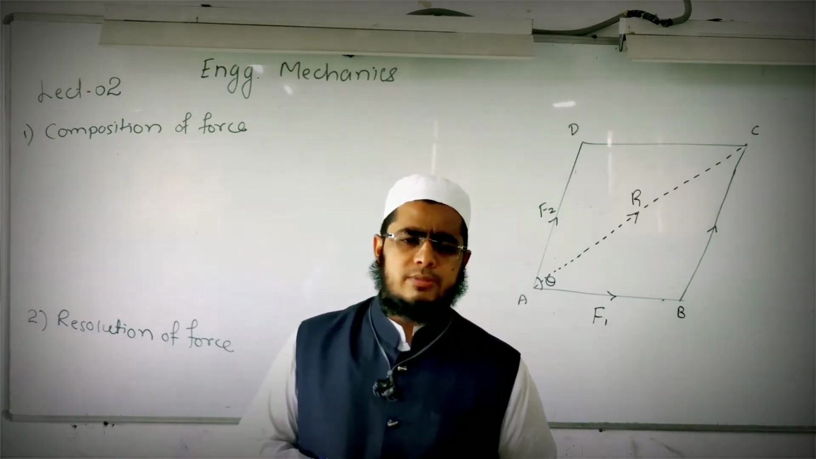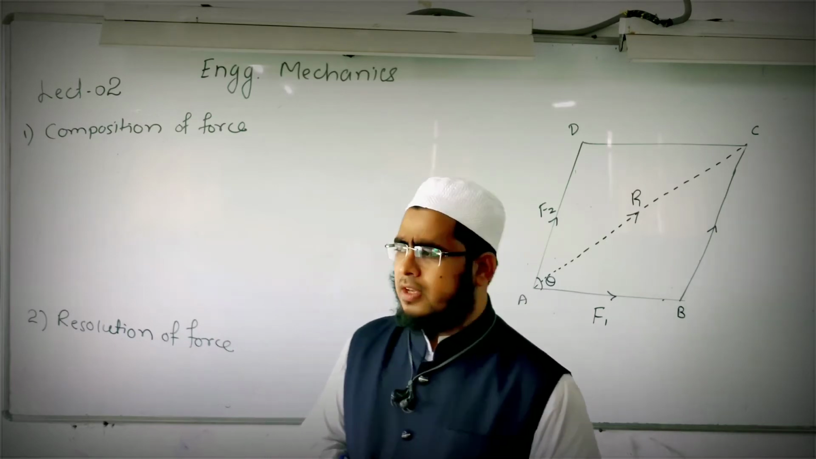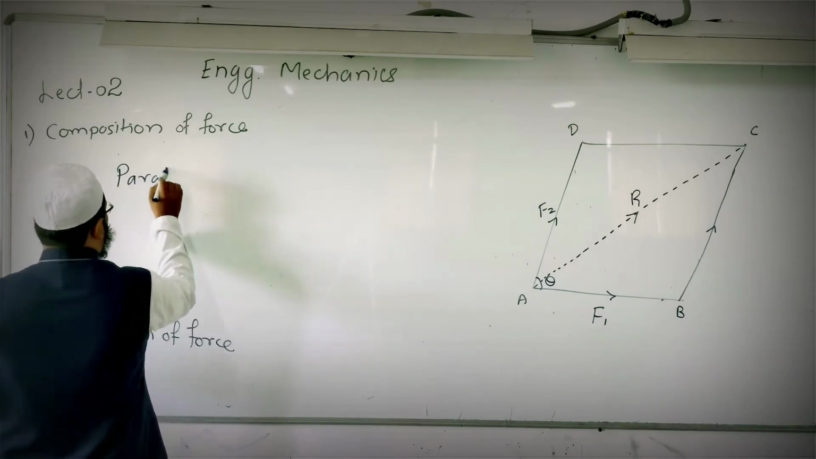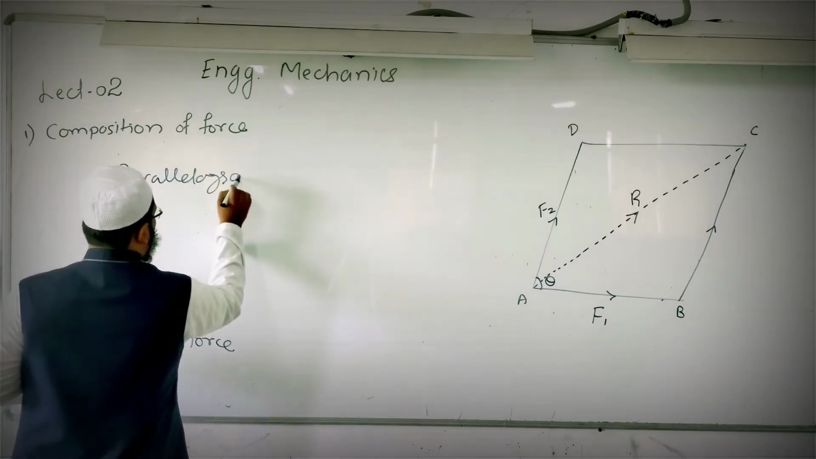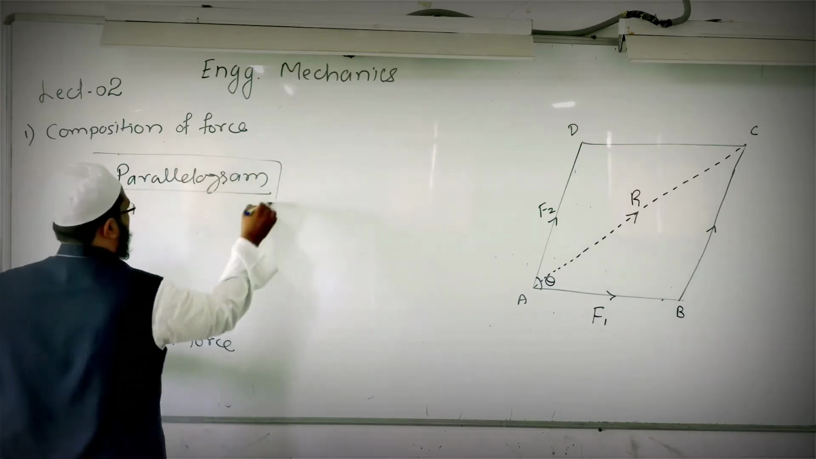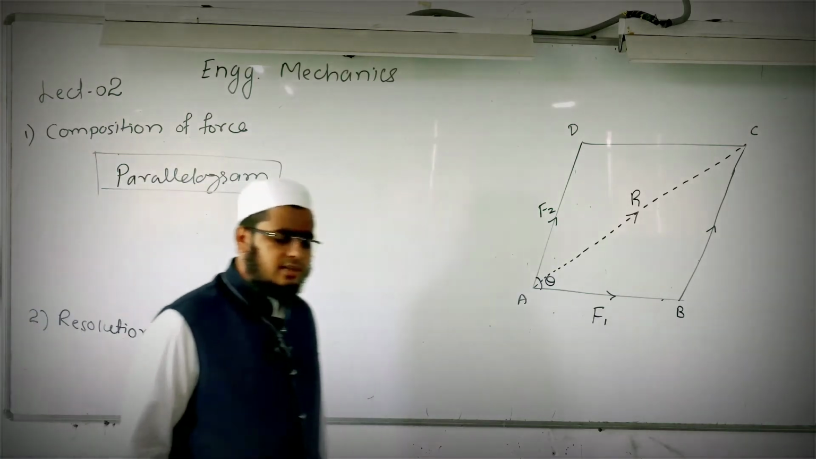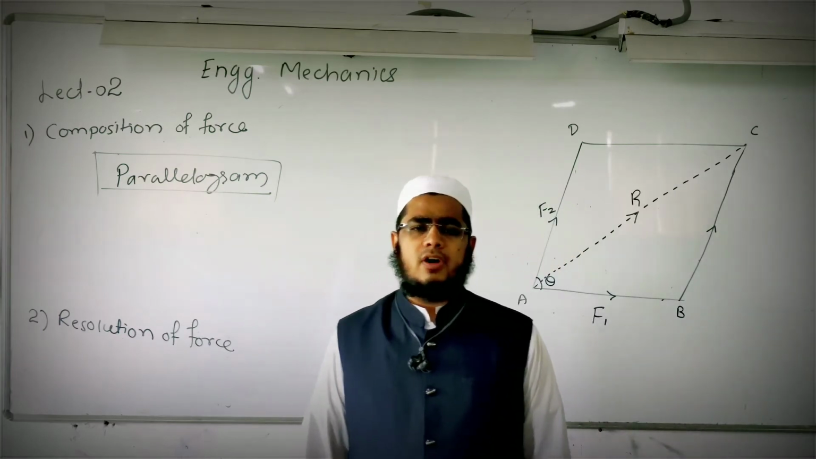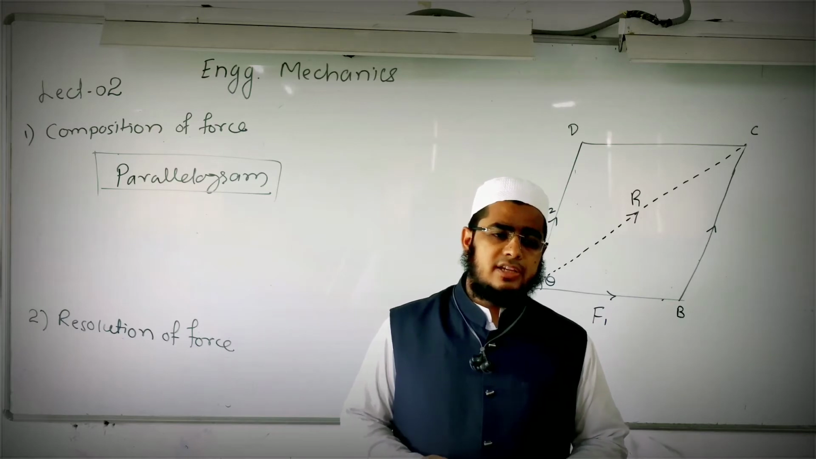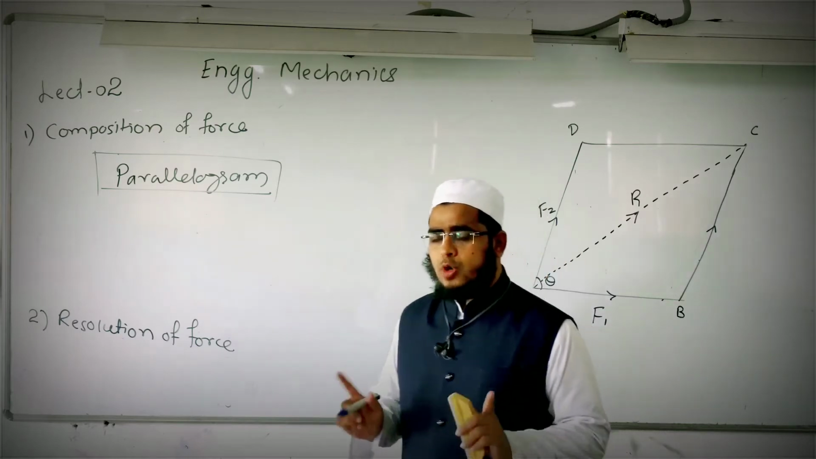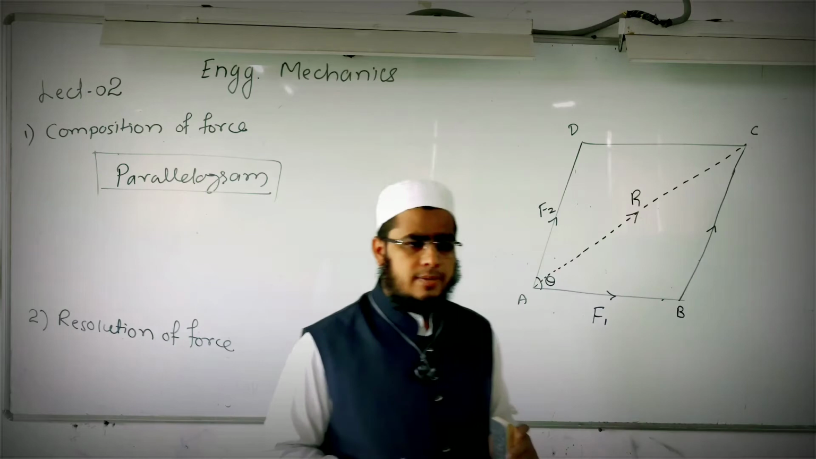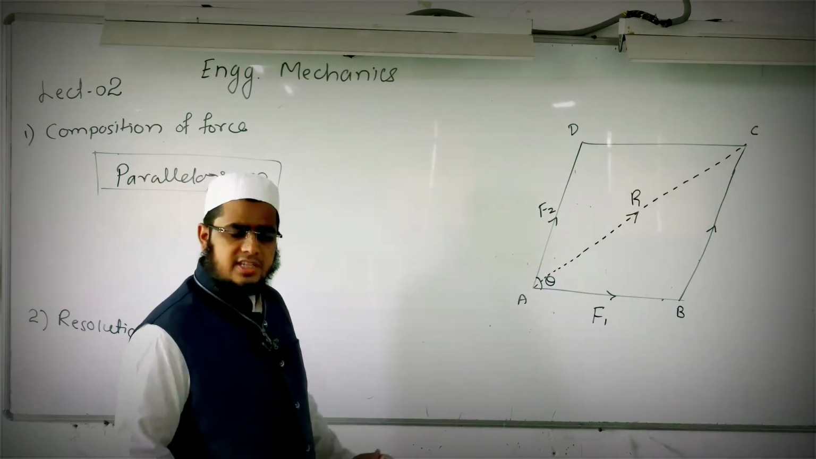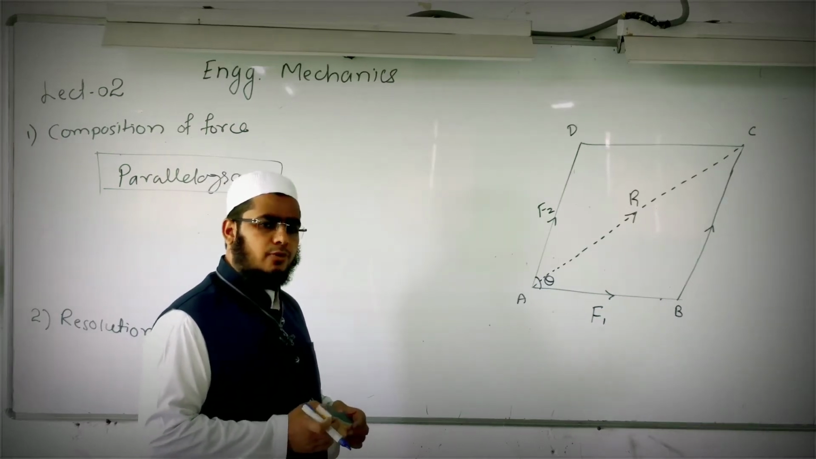There are different methods to determine the resultant of the force system. One method is called the parallelogram principle. Parallelogram principle states that if two forces acting concurrently on the object are represented in magnitude and direction by two adjacent sides of the parallelogram, then the resultant is the diagonal of the parallelogram. It is a statement of the law of parallelogram of forces.